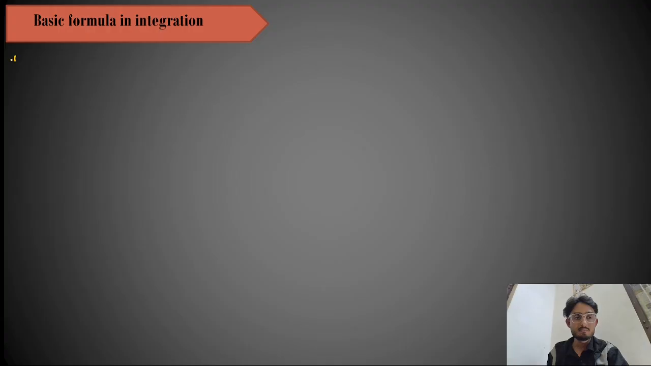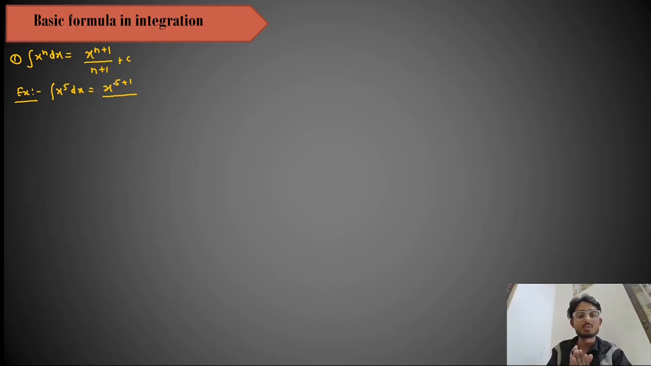So start with x to the power n dx. How can you find the integration of this term? You can find it as x to the power n plus 1 upon n plus 1, plus c. You can take one example of this: x to the power 5 dx. Here n equals 5, so 5 plus 1.